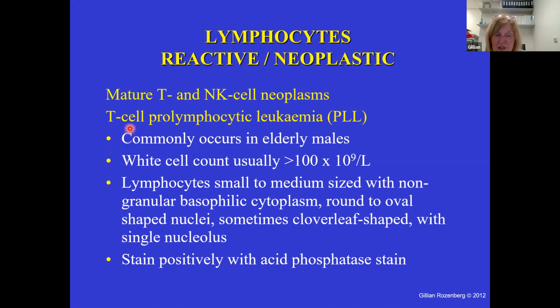So now moving to the T-cell prolymphocytic leukemias. Again, just like the B cell ones, commonly seen in elderly males. Again, the white cell count very high, more than 100 by 10 to the 9th per liter. The lymphocytes are small to medium-sized with non-granular basophilic cytoplasm, round to oval-shaped nuclei, sometimes clover leaf shaped with a single nucleolus. And again, I'm just taking it from the WHO, stained positively with acid phosphatase.